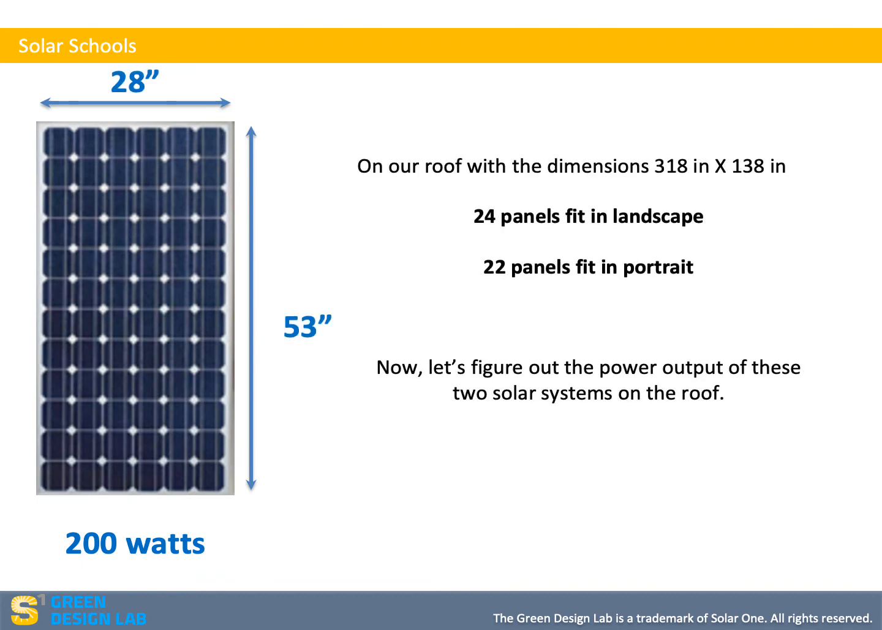Now that we have figured out that 24 panels fit on the roof in landscape and 22 panels fit in portrait, we have to determine what would be the power output of the entire roof if we were to actually install these panels. How much electricity would our roof system make with our 22 panels in portrait? And how much would it make with our 24 panels in landscape?